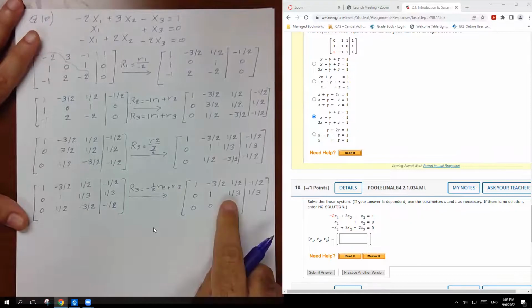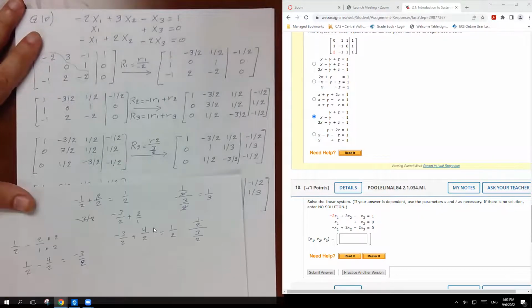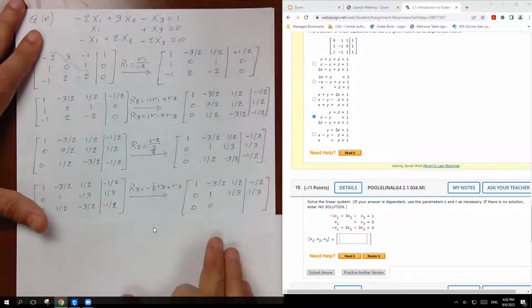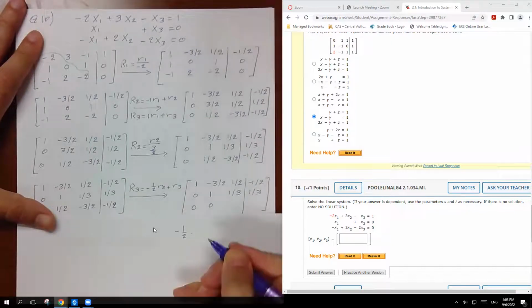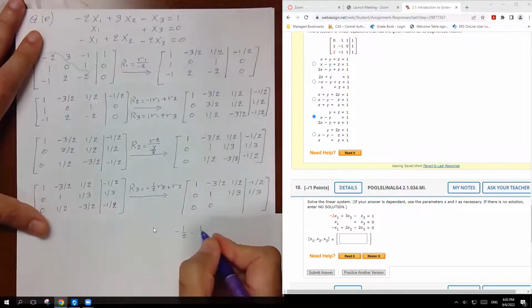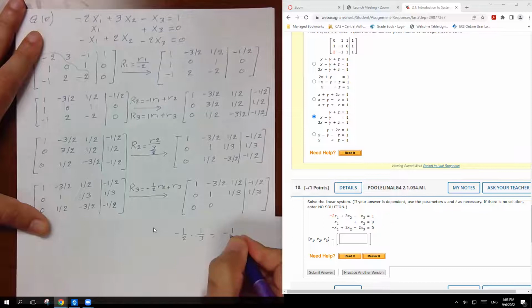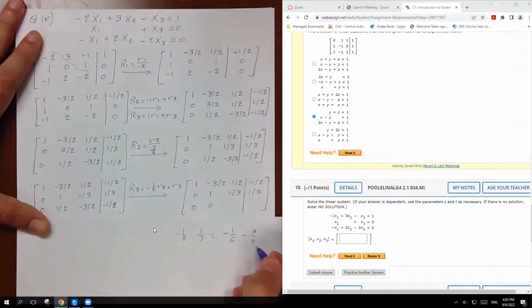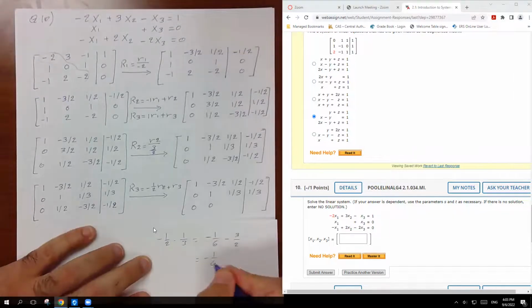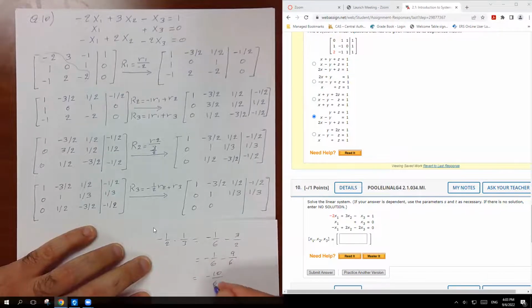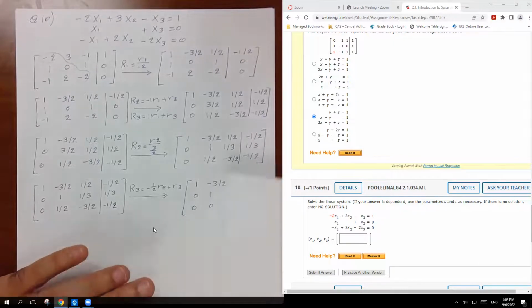Now, negative half times R2. Negative half times 1/2, 1/3. This is going to be negative 1/6. And we're going to add 3/2. So I need to find the common denominator. So this is minus, multiply this one by 3, so it's going to be 9/6. And then it's going to be negative 10/6. Can you simplify it? Yes. So it's going to be negative 5/3. So here is going to be negative 5/3.